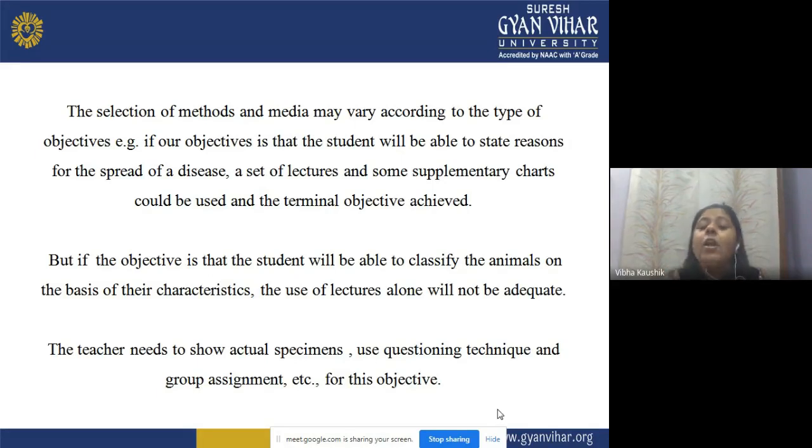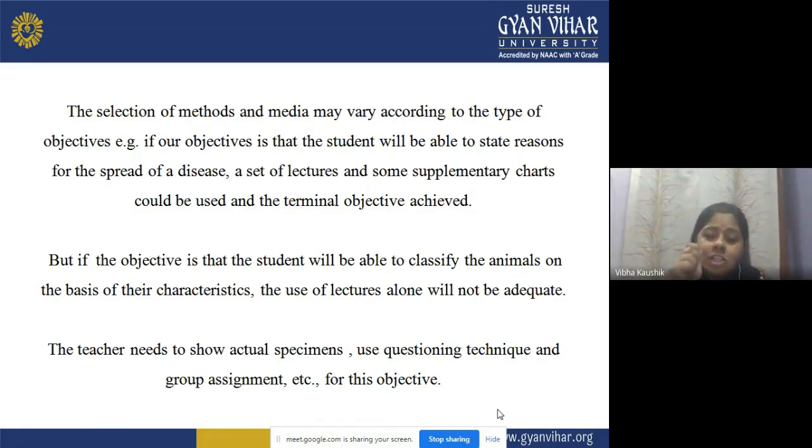We need something more to make the student understand the different characteristics of the animals, and on the basis of their understanding they will be able to classify them into the various categories. The teacher needs to show actual specimens, use questioning techniques and group assignments, etc. for this objective. Now, what was my objective? That the students will be able to classify the animals on the basis of their characteristics.